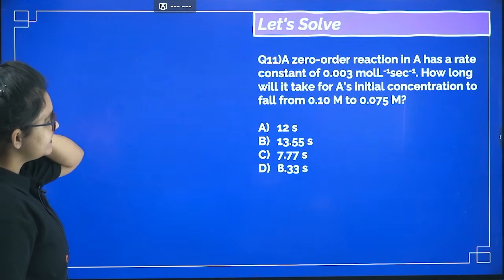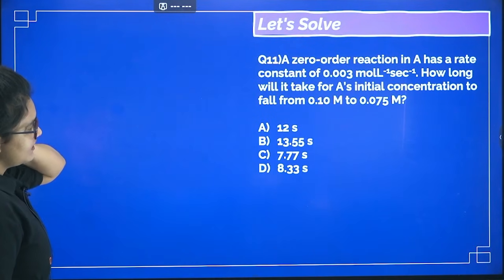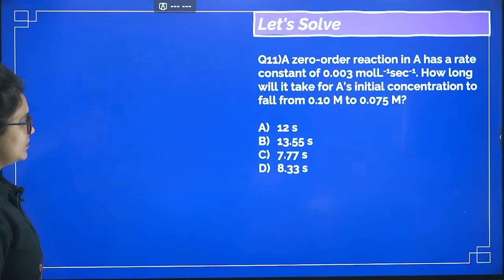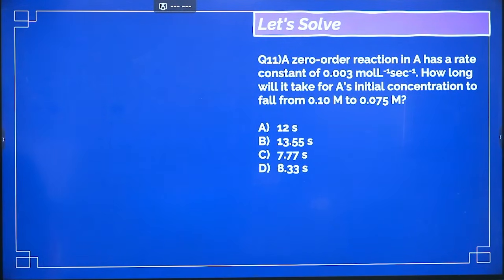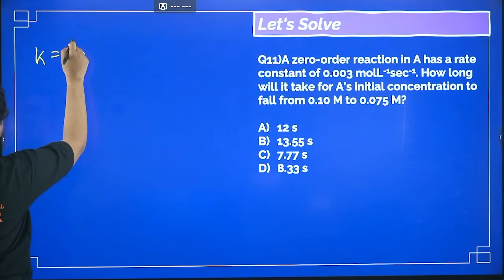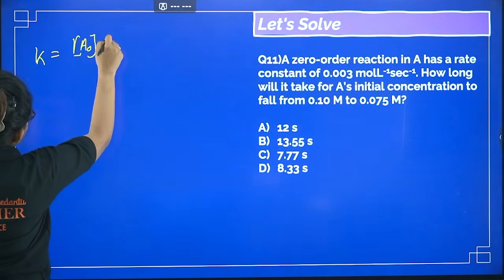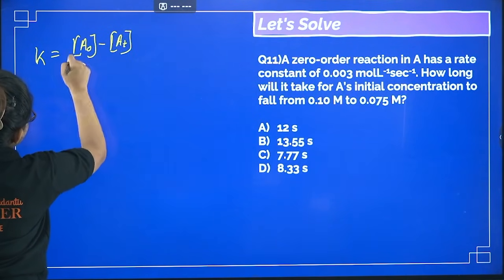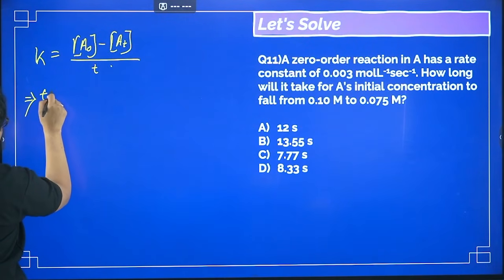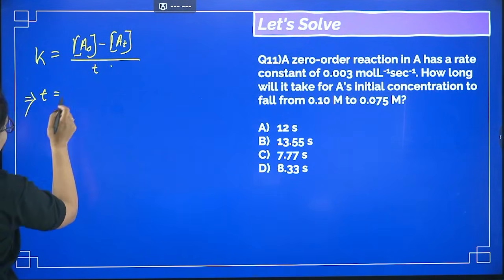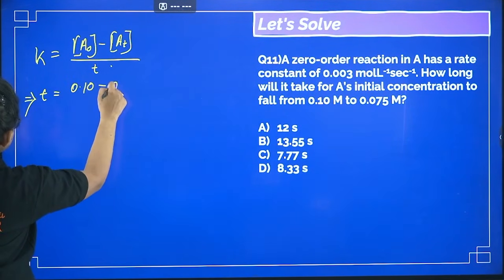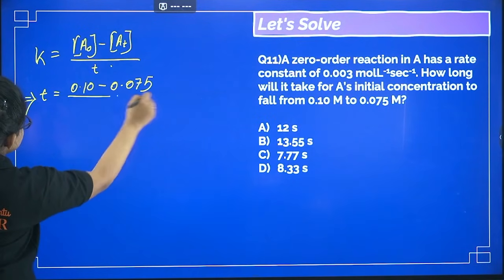How long will it take for A's initial concentration to fall from 0.10 to 0.075 molar? Let's proceed. So here we are going to apply a simple formula. What was that? K equals A0 minus At divided by t. t we have to find out. Everything is given. So t is basically equal to A0 value, 0.10, minus 0.075, divided by K.